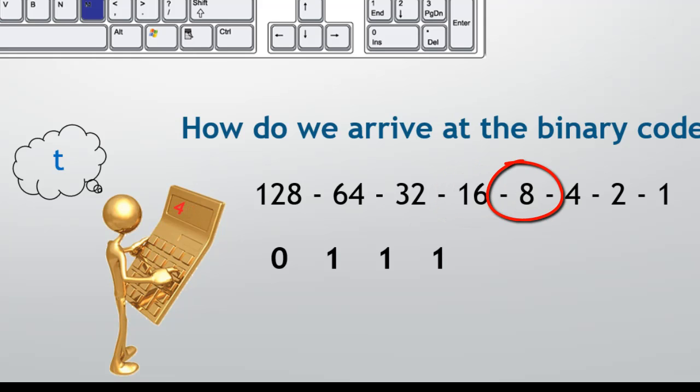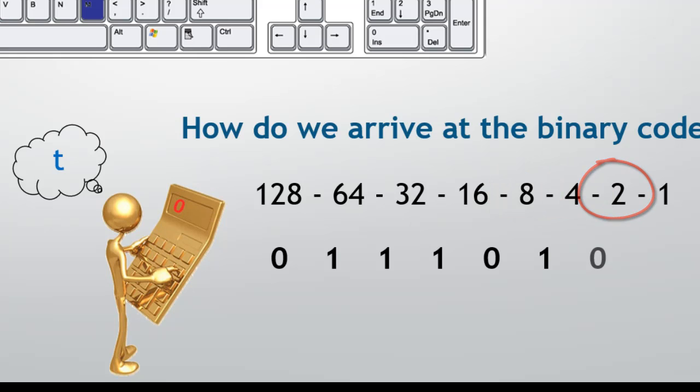Does 8 fit into 4? No, it doesn't, so that's a negative or a 0. Does 4 fit into 4? Yes, it does, so that's a positive. And now we're left with nothing. Does 2 fit into nothing? No, it doesn't. Does 1 fit into nothing? No, it doesn't. So that's how we arrive at the binary code for the character T in lowercase.